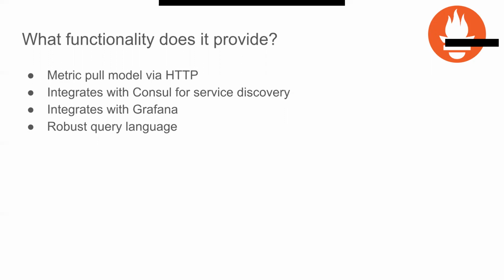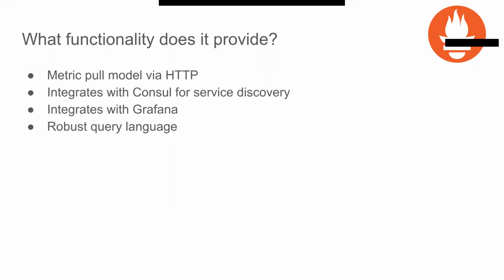So again, it integrates with Consul for service discovery, and Prometheus is pretty popular, and it integrates with a lot of other open source solutions. Grafana is an open source dashboarding solution, so there's already support for that. So I could create a dashboard based off of the Prometheus metrics coming in. And one of the best things about Prometheus is it has a very robust query language, right? So it's really good for cutting up your metrics, right?